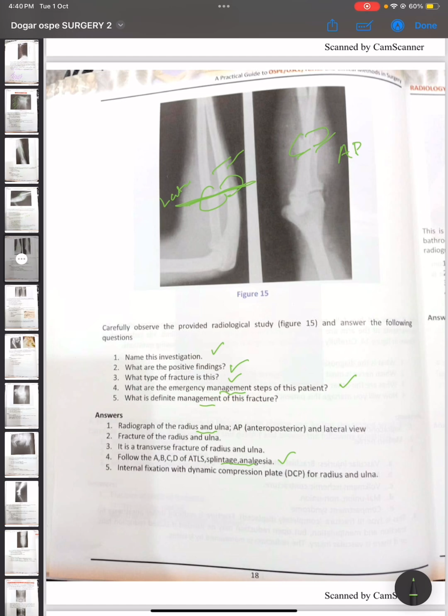What is the definitive management of this fracture? Internal fixation with a dynamic compression plate for the radius and ulna. Okay, internally it is fixed with a dynamic compression plate.